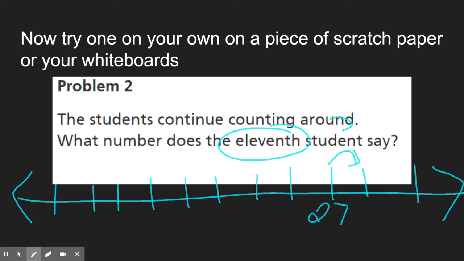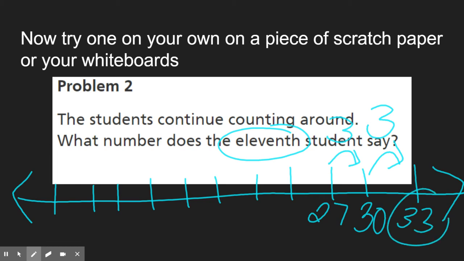27 plus 3. You can do it in your head. 27, add 3 more, is 30. 30 plus 3, so we're going to get our final answer, which is 33. Got it.